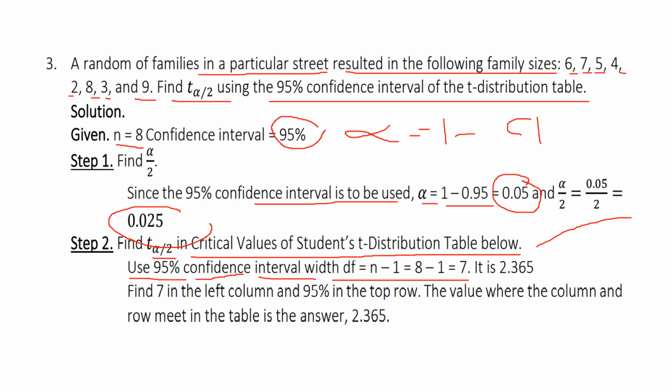So the critical value is 2.365. Find 7 in the left column and 95% in the top row. The value where the column and row meet in the table is the answer, 2.365. So this will be the area of intersection between your 7 in the left column and 95% in the top row.